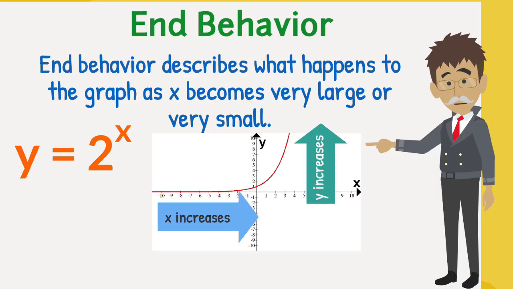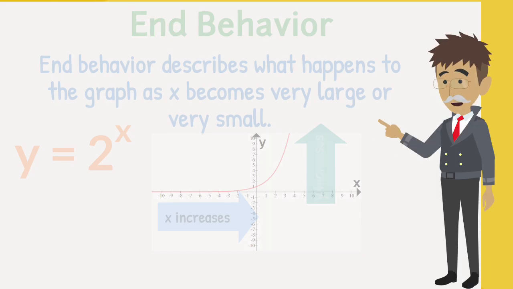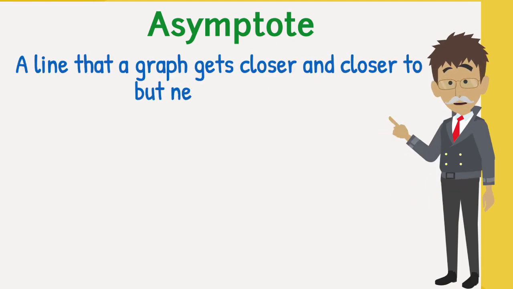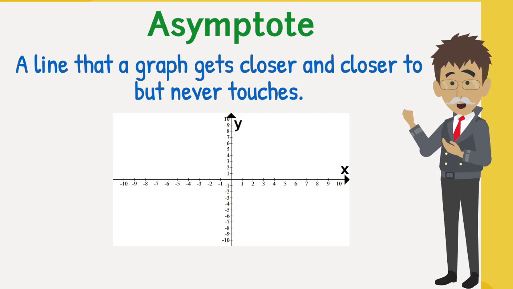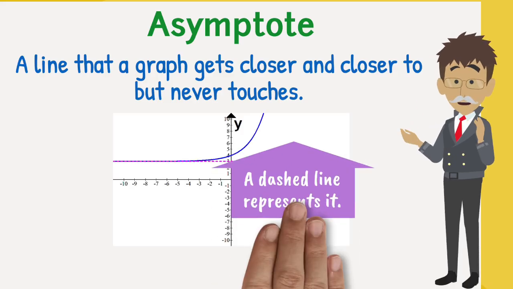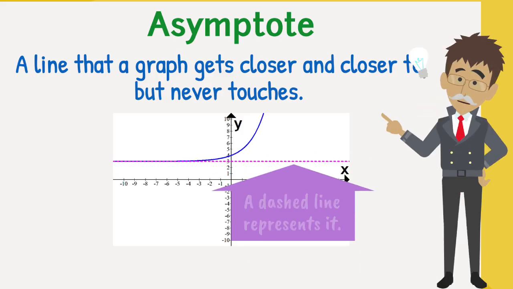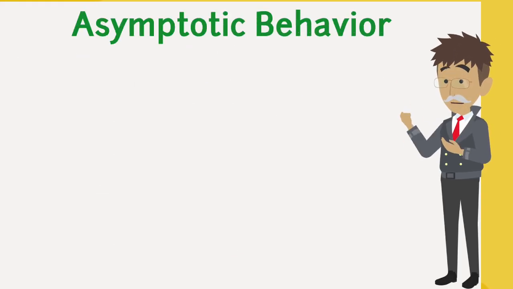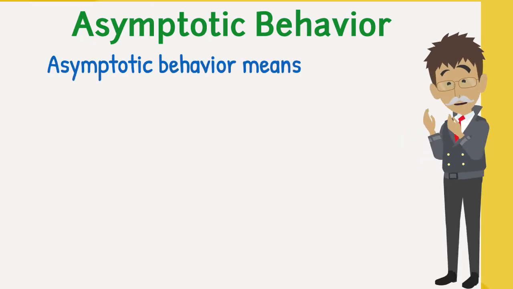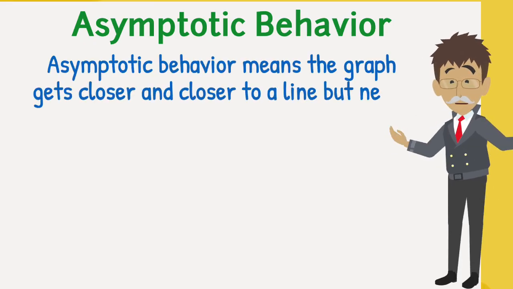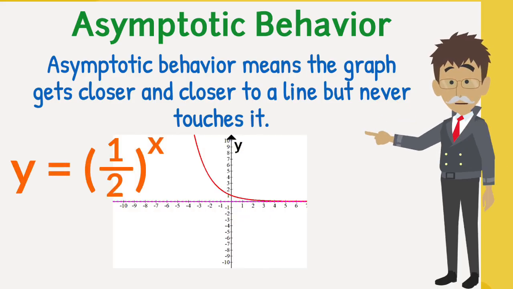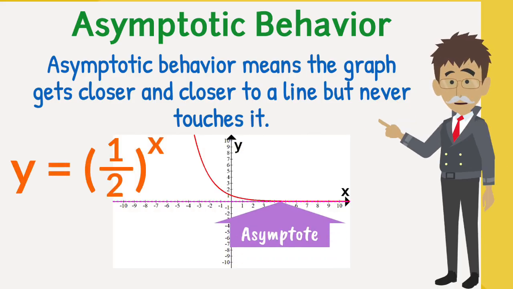increases. Asymptote. A line that a graph gets closer and closer to but never touches. As the graph keeps going, it moves towards this line without reaching it. This line helps us understand how the graph behaves as it goes on forever. Asymptotic behavior. Asymptotic behavior means the graph gets closer and closer to a line but never touches it. For example, 1/2 raised to the power of x gets closer to y equals 0 but never reaches it.